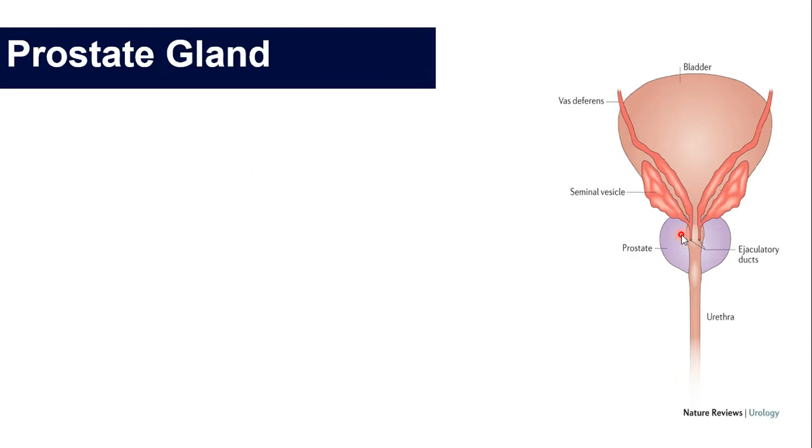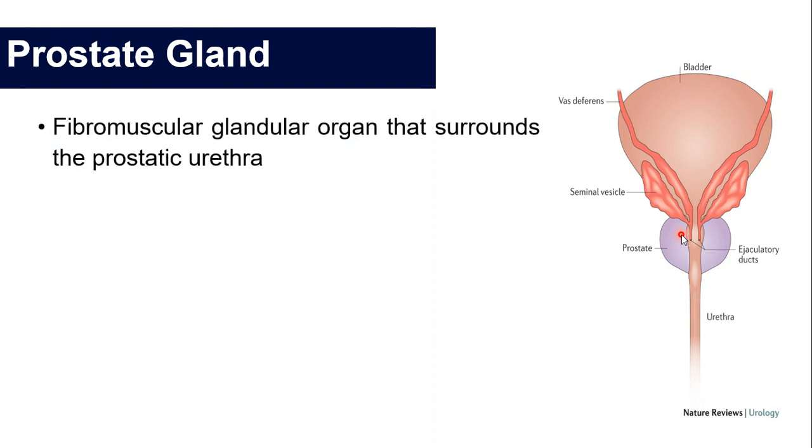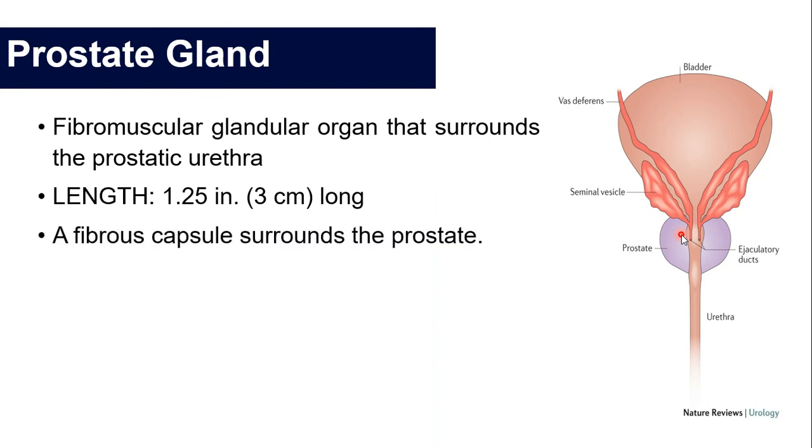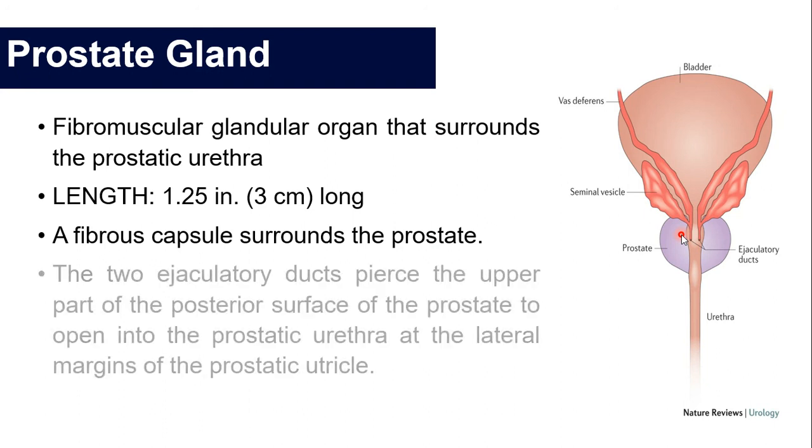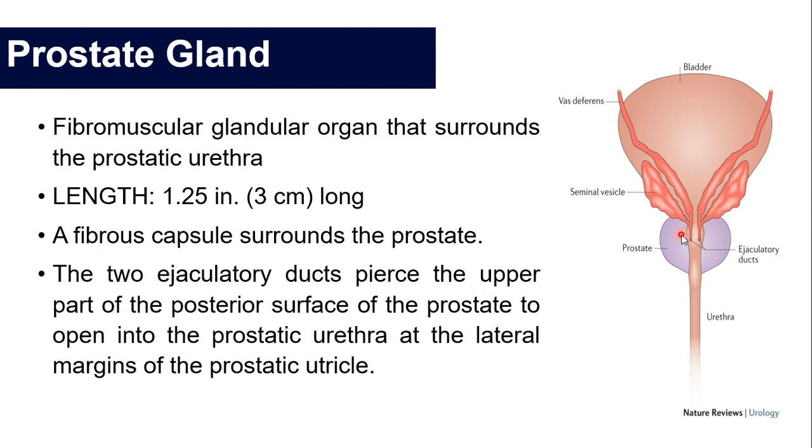Next, we have the prostate gland. The prostate gland is a fibromuscular glandular organ that surrounds the prostatic urethra. Its length reaches about 1.25 inches or 3 centimeters, and it lies between the neck of the bladder above and the urogenital diaphragm below. There is a fibrous capsule that surrounds the prostate, and the two ejaculatory ducts pierce the upper part of the posterior surface of the prostate to open into the prostatic urethra at the lateral margins of the prostatic ventricle.